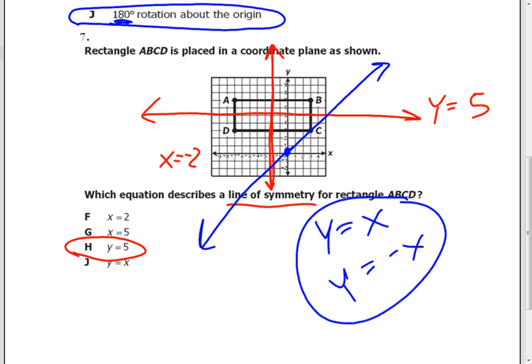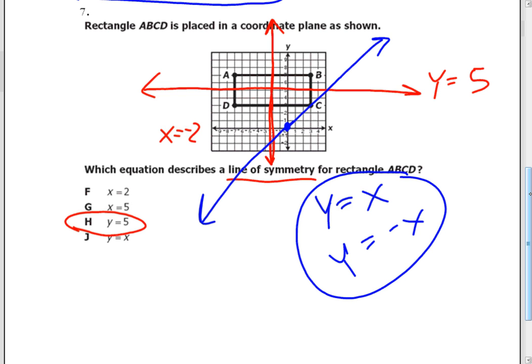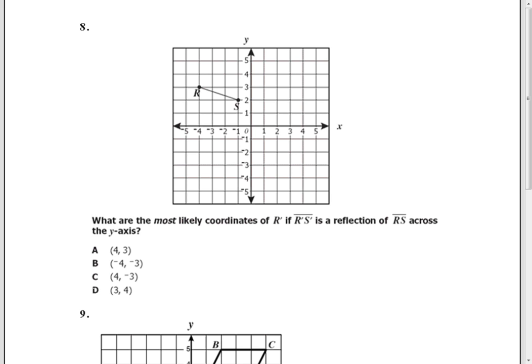Question? J. Oh, yeah, J is one of our choices, but we're not looking at any lines of symmetry that are diagonal. So not for this one. Likely coordinates if we're reflecting across the y-axis. You want to focus on points and not the entire object. This happens to be a pretty simple object, so there's only 2 points, but still focus on the points.